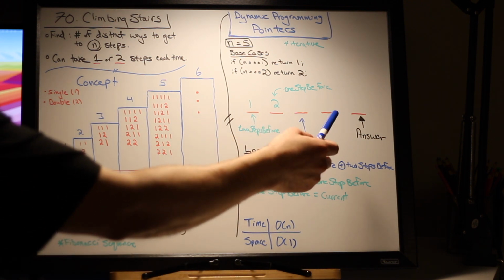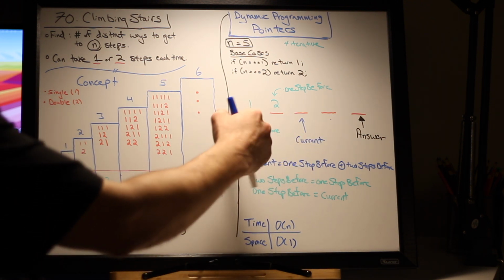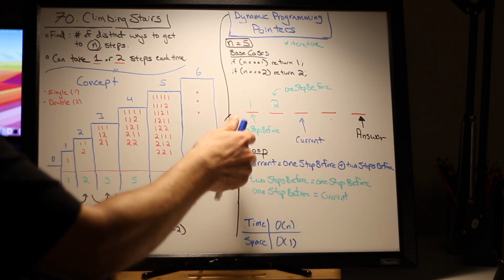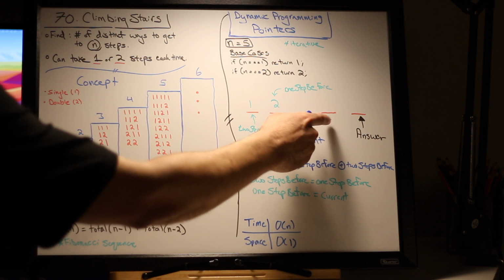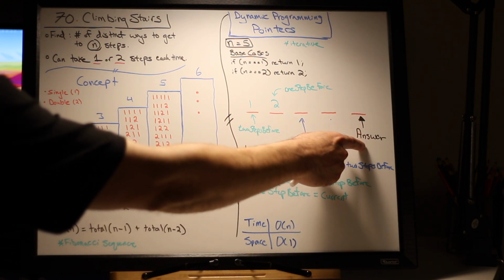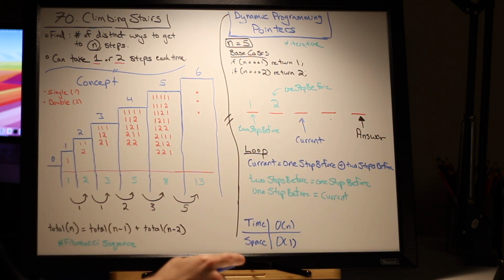I've drawn out a diagram of this example where I have the red underlines represent steps. So we have 5 steps. This is the first step, second step, third step, fourth step, and our answer is going to be where the 5th step is.